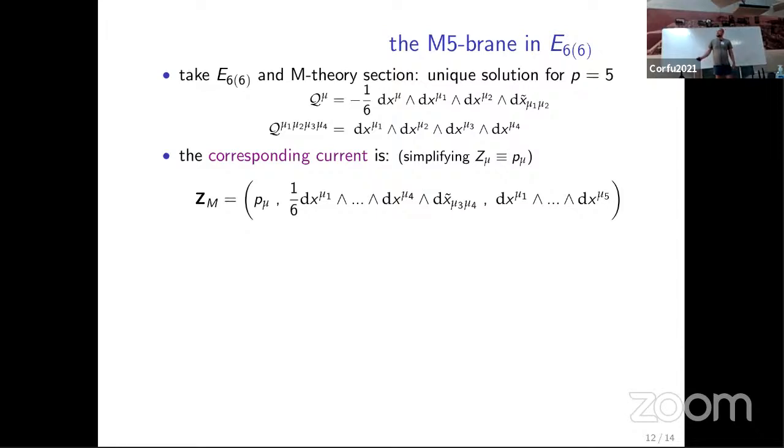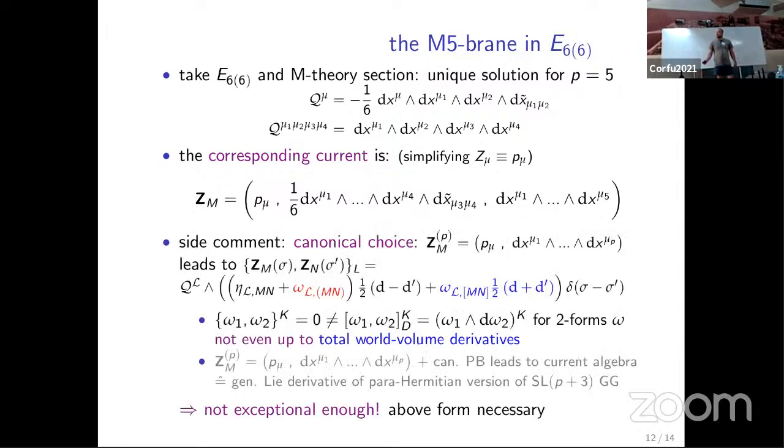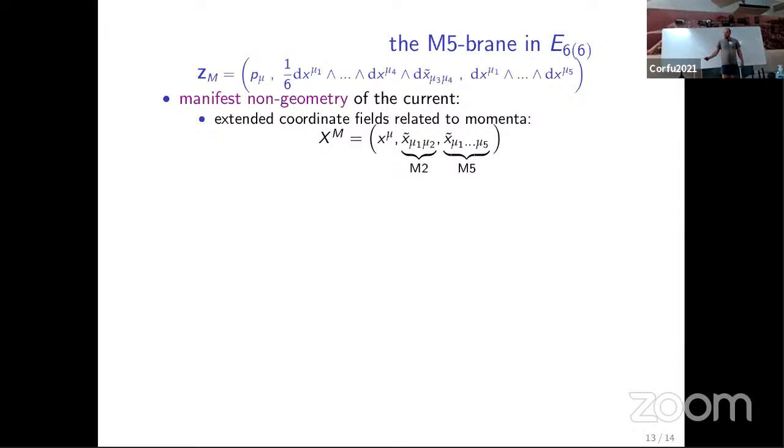And so we put this charge into this current, and the current looks as follows. So instead of just P and the spatial derivative of x, we have basically a generalization of the spatial derivative of x, which would be this phi form, and we have this slightly weird term with the non-geometric coordinates here. Let me skip the side comment. And this means that this current is manifestly non-geometric, and I'd like to understand that better.